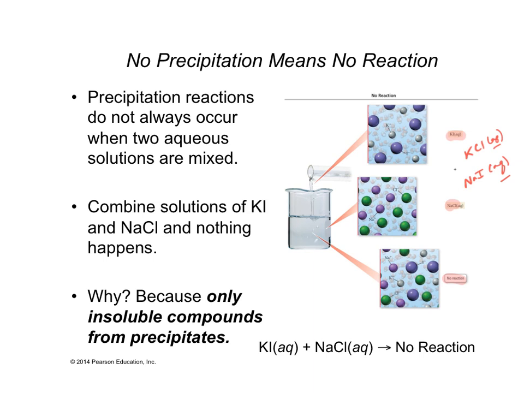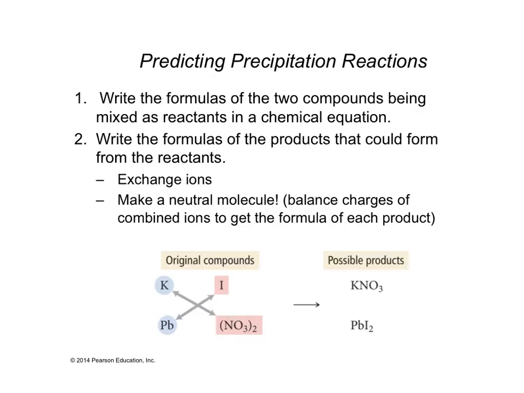So you're only going to get a precipitate and have a precipitation reaction when one of the two products is actually insoluble. And again, you would predict that via the solubility table. So how are you going to go about actually being able to predict these precipitation reactions, okay? So I'm going to go through a couple of different steps on how you should go about doing this, and then I have a couple of examples for you guys to try, okay?